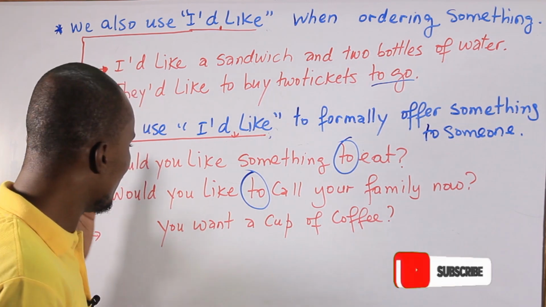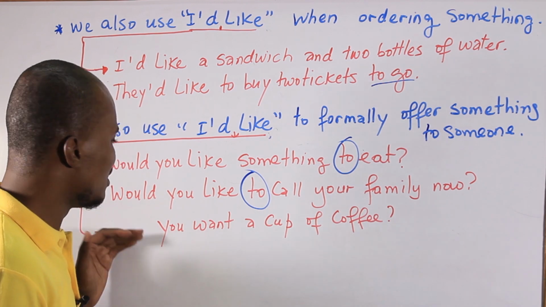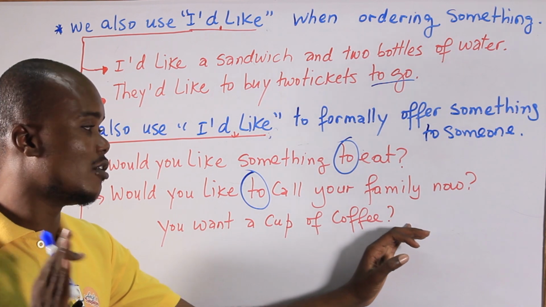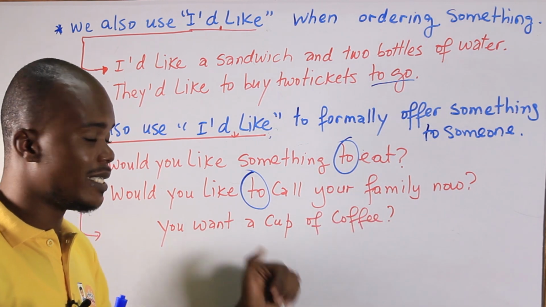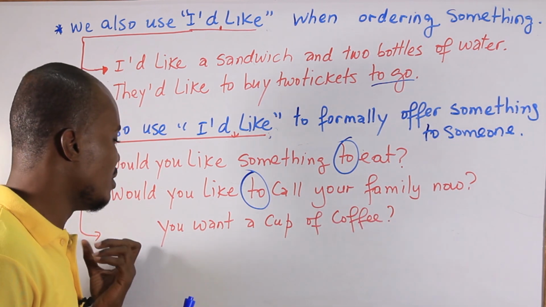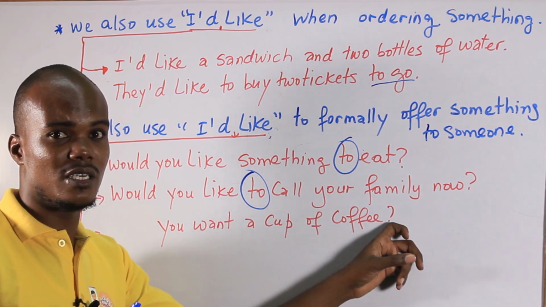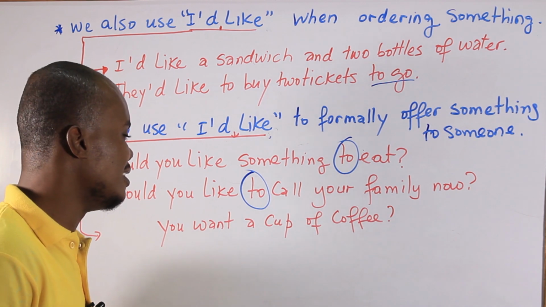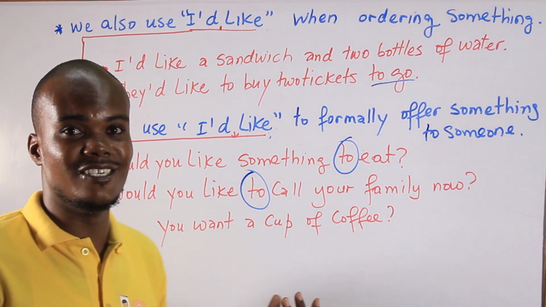Or, formally, you are supposed to say, do you want a cup of coffee? That is the grammatically correct way to say, do you want a cup of coffee? But they do not say that. They say, you want a cup of coffee?